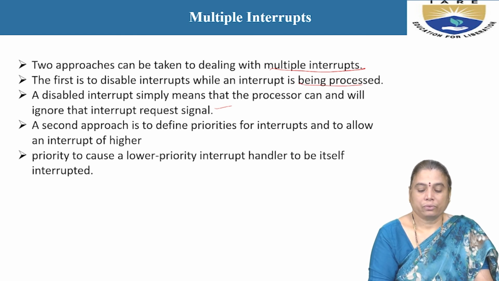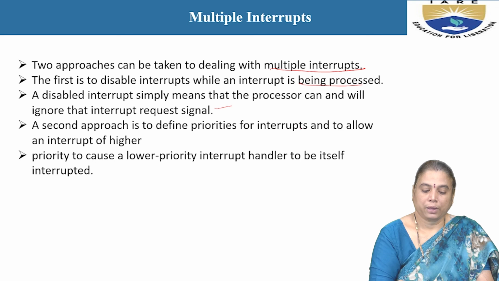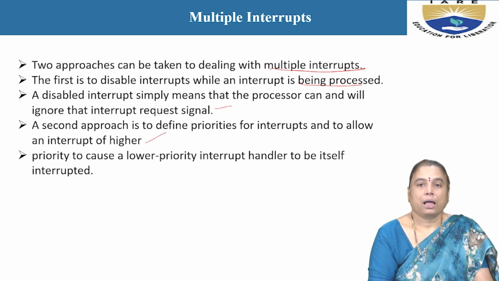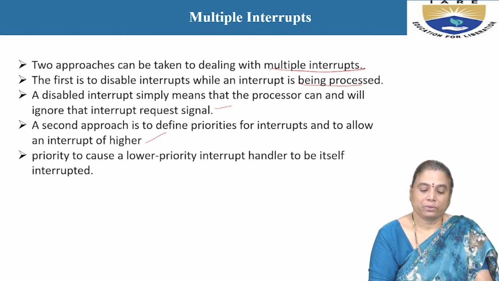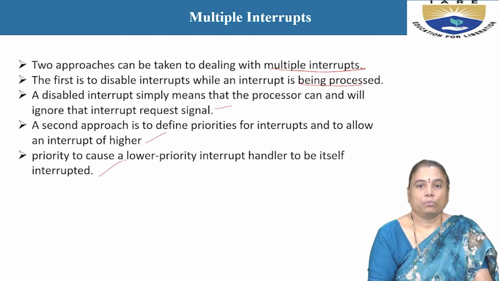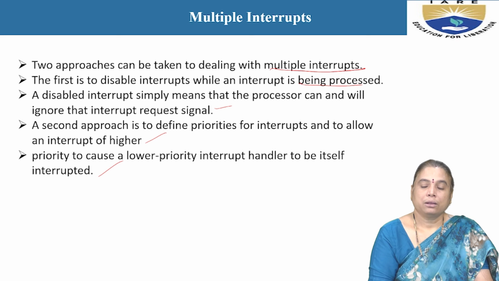The second approach is to define priorities for the interrupts and allow an interrupt of higher priority. So we have to rank the interrupts. The higher priority interrupts can be serviced first. Priority can cause a lower priority interrupt handler to be itself interrupted. So these are the two possible approaches to handle multiple interrupts. One is to delay the interrupt while one interrupt is being handled, and the second method is defining the priority for the interrupts, and accordingly the interrupts can be serviced.